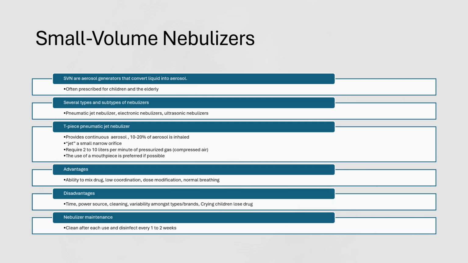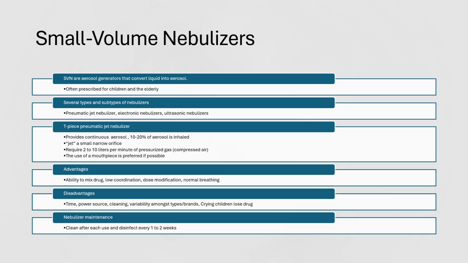Small volume nebulizers are aerosol generators that convert liquid into aerosol. They are often prescribed to children and the elderly. There are several types and subtypes of nebulizers, such as the pneumatic jet nebulizer, electronic nebulizer, and ultrasonic nebulizer. I'll cover the T-piece jet nebulizer with a reservoir tube because it's the least expensive and the most used type in hospitals and clinics.